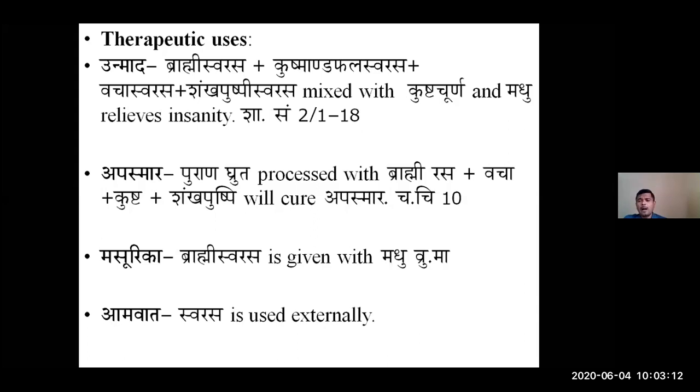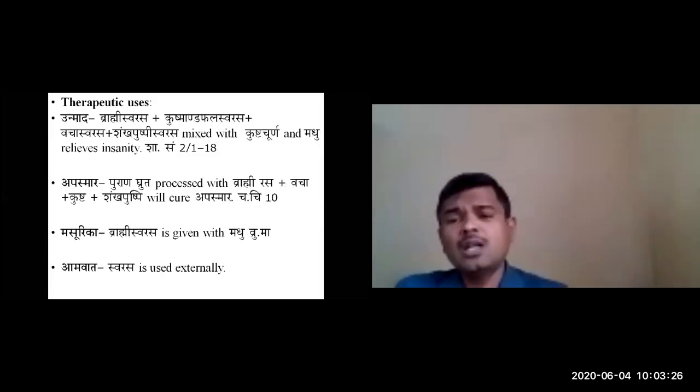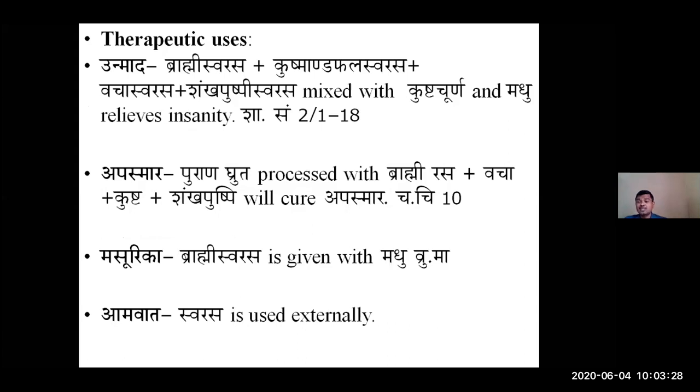And in case of Apasmara, the Purana Ghrita processed with the Brahmi rasa. Purana Ghrita: some scholars say more than 3 years old, and some scholars say even 1 year old Ghrita. So that is processed with those drugs. You can do the samskara of that Ghrita with Brahmi Swarasa, Vacha, Kushta, Shankapushpi, like what Sharangadhara said previously. So you collect those drugs and process the Ghrita with them, and that Ghrita is used in case of Apasmara.